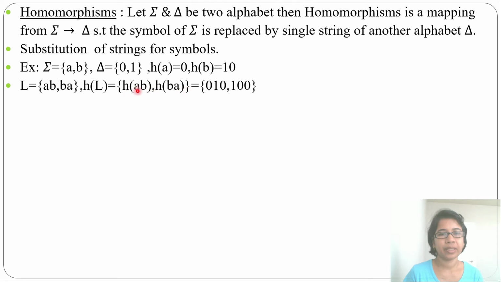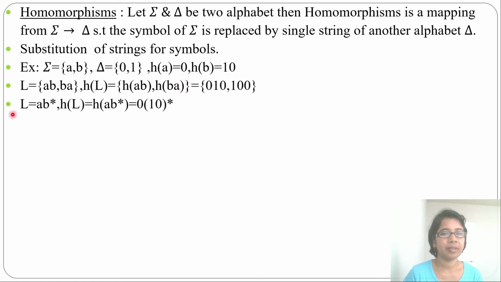In place of a, replace 0. In place of b, replace 10. So h(ab) will be 010. Then h(ba): in place of b, replace 10, and in place of a, replace 0. So it will be 100.